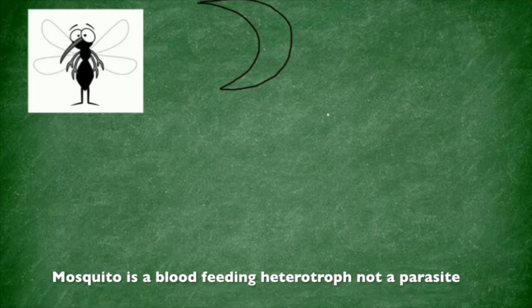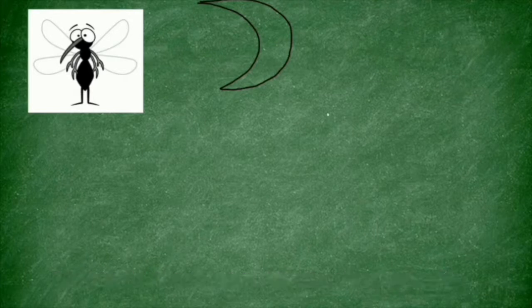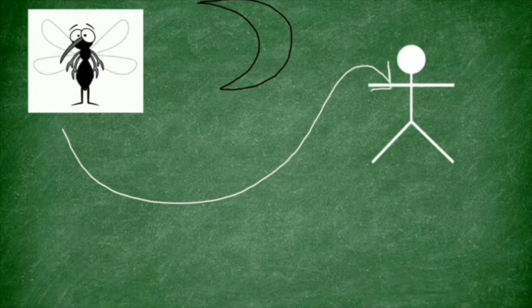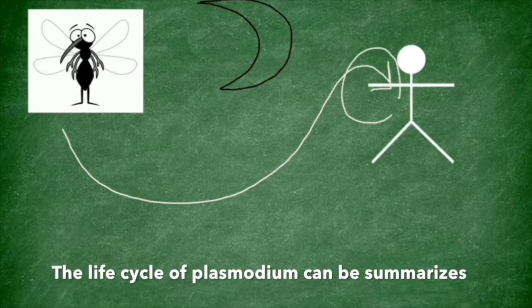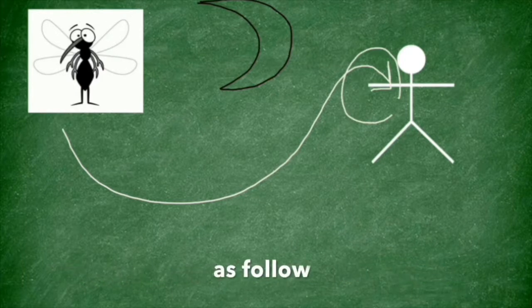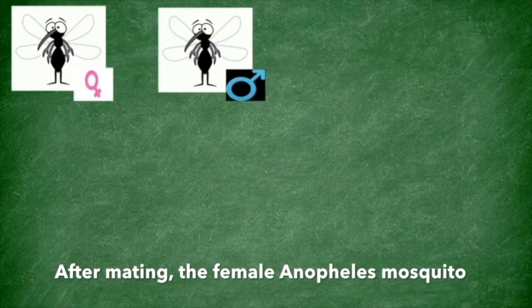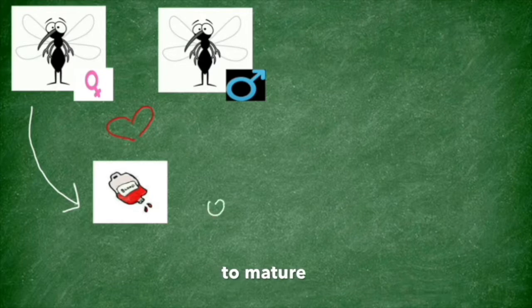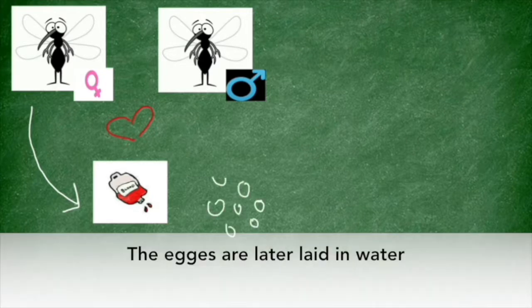Mosquito is a blood-feeding heterotroph, not a parasite. Mosquitoes tend to feed at night, targeting sleeping victims. The life cycle of Plasmodium can be summarized as follows. After mating, the female Anopheles mosquito requires a meal of blood in order for her eggs to mature. The eggs are later laid in water.